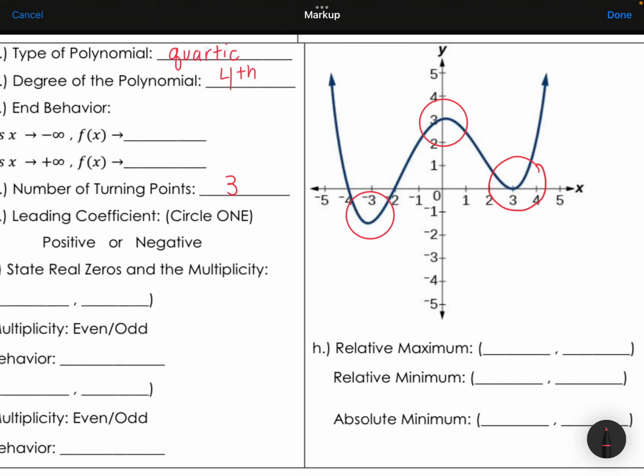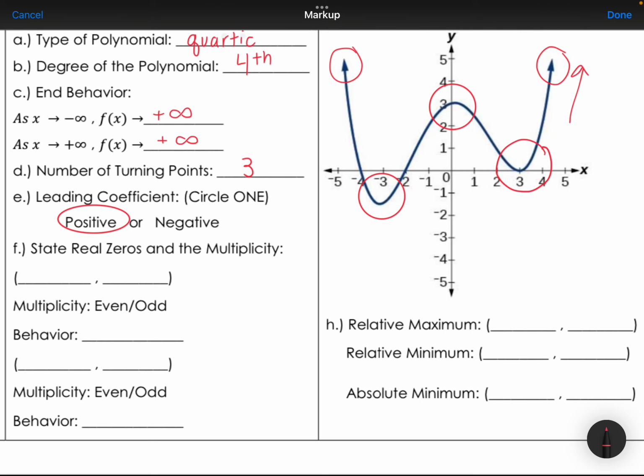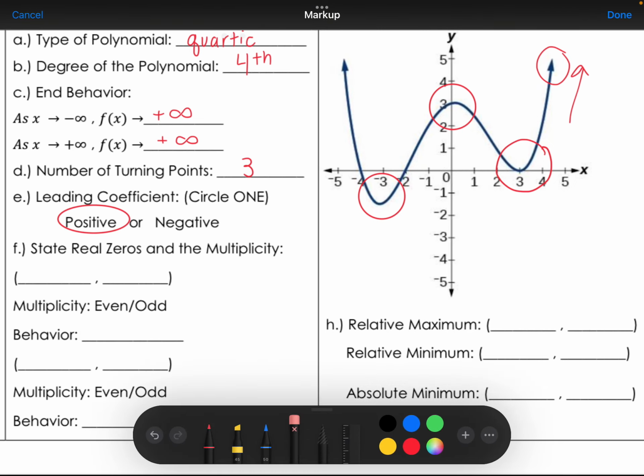And end behavior, as you can see, as we look to the left, we're going up, and as we look to the right, we're also going up. So the end behavior on both sides is positive infinity. Anytime you end upward, like I said, it means we have a positive leading coefficient. State the real zeros and the multiplicity. Okay.